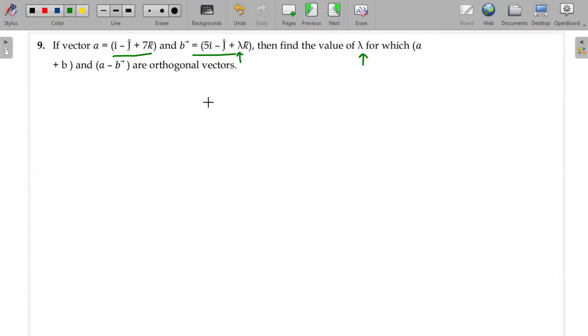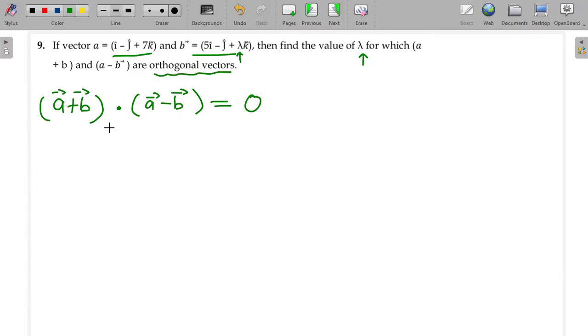Because here they've said A plus B, meaning vector A plus vector B, dot A vector minus B vector, this here is equal to 0. Why? Because they are saying they are orthogonal vectors. So if this and this are orthogonal, then their dot product is always going to be 0. So what we need to find is just the A plus B. So let's start with the A plus B.